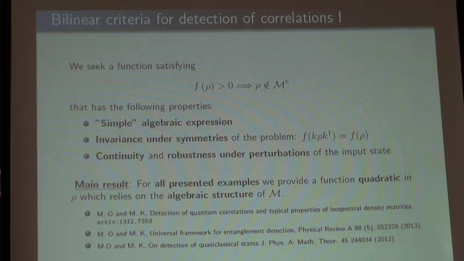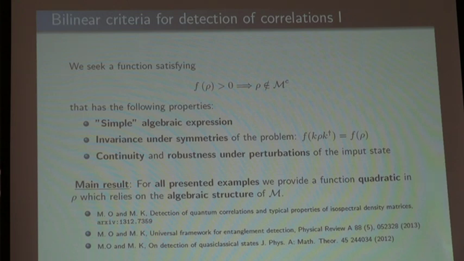I seek a function which detects correlations, which is positive for correlated states. It obviously depends upon the class, but I fix the class. I demand it to have a simple algebraic expression, easily computable, maybe as some expectation value of some operator. I want it to be invariant under symmetries of the problem. Imagine this class M has some symmetries represented by some group acting on this Hilbert space. I want my criterion to be invariant under this class of operations. I also want it to be continuous and stable under small perturbations of input states.